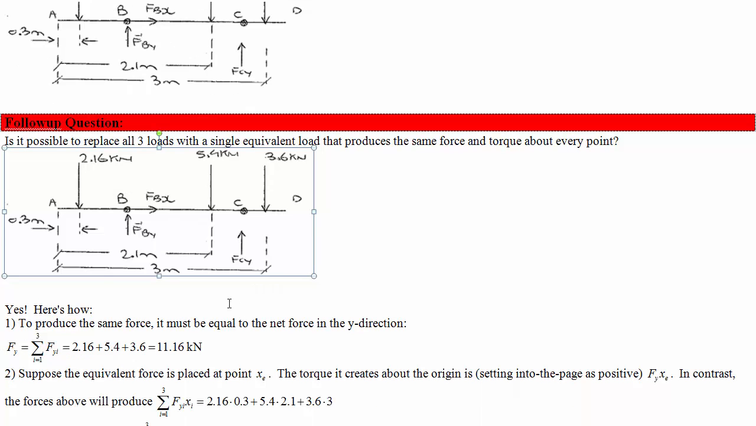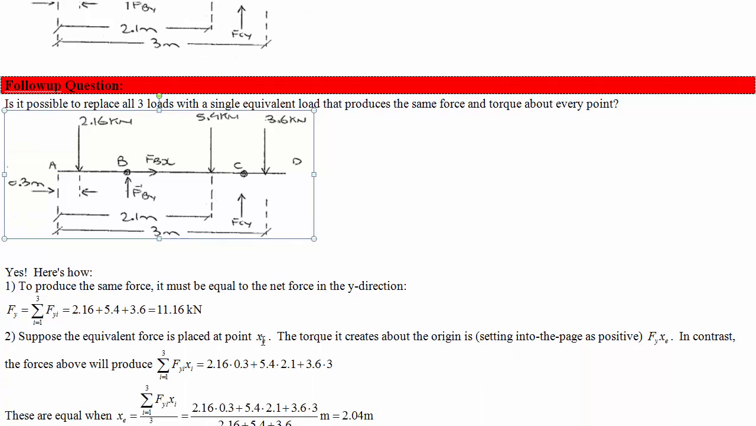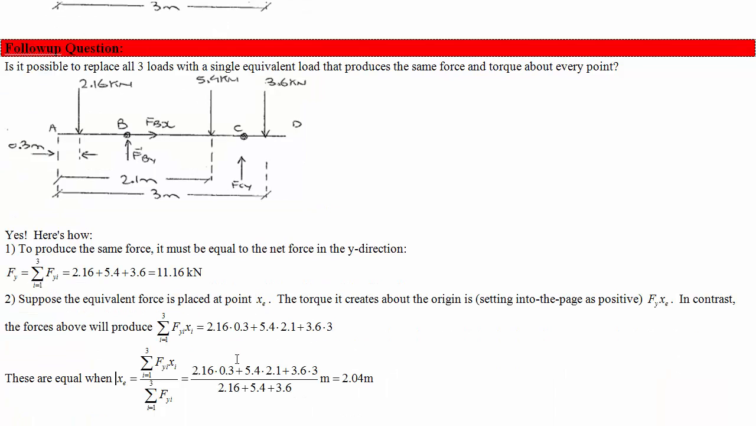You just say, well, they'll produce the same force as the total force of them. It has to. And they'll produce the same torque as a single force. If we were to find the torque produced by these three about A, and then take the torque produced by a single force about A, then we just have one variable, x equivalent, which would be the location of that, and we can just solve for what that would be.